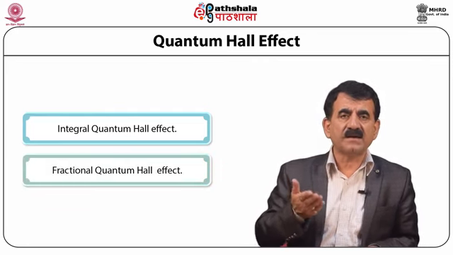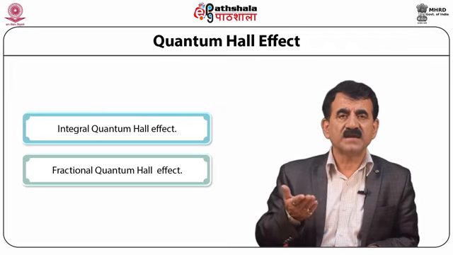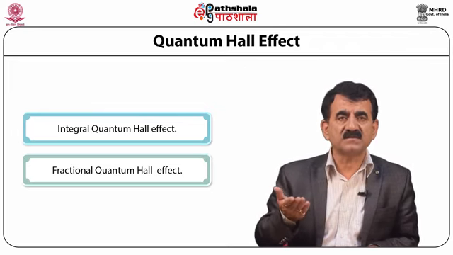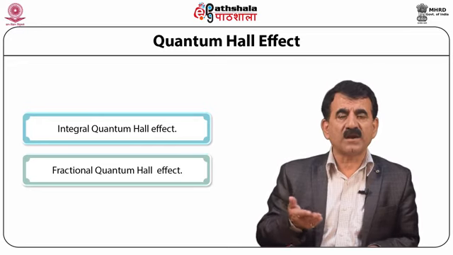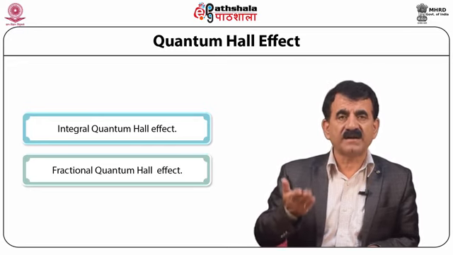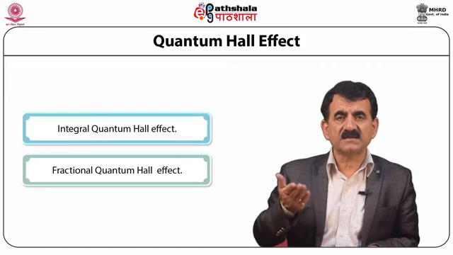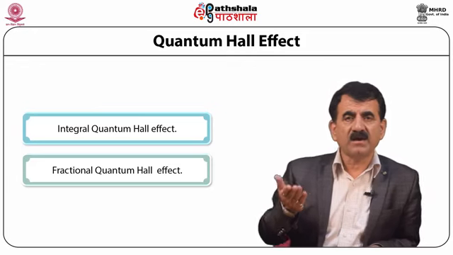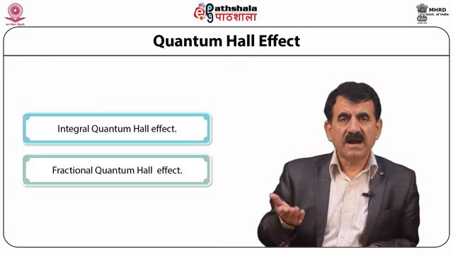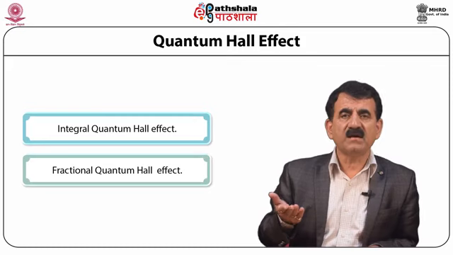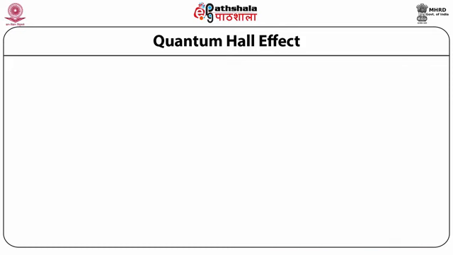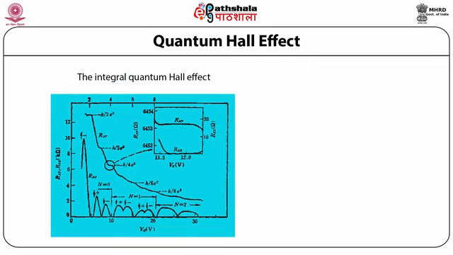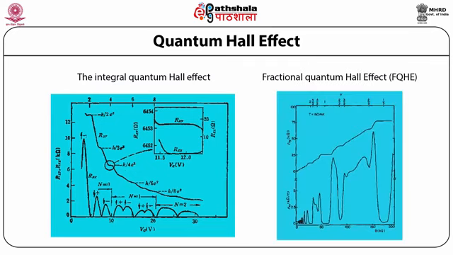The integral quantum Hall effect is associated with the same integers for all systems and the occupancy of the Landau levels. And when we discuss the fractional quantum Hall effect, it is associated with odd-numbered fraction bosons and even-numbered fraction fermions, and there is correlation between the electrons. It is of two types, integral quantum Hall effect and fractional quantum Hall effect.